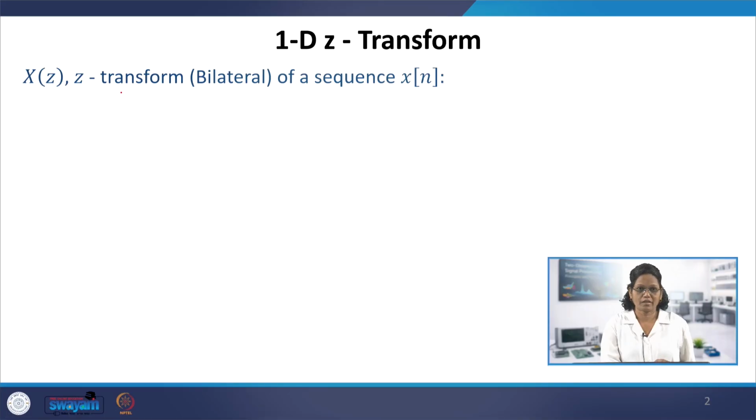As we know, there are two types: bilateral and unilateral Z transforms. Considering that X of z is the bilateral Z transform of a sequence x of n, a 1D sequence, then X of z is defined as the summation, with n varying from minus infinity to plus infinity, of x of n z power minus n.